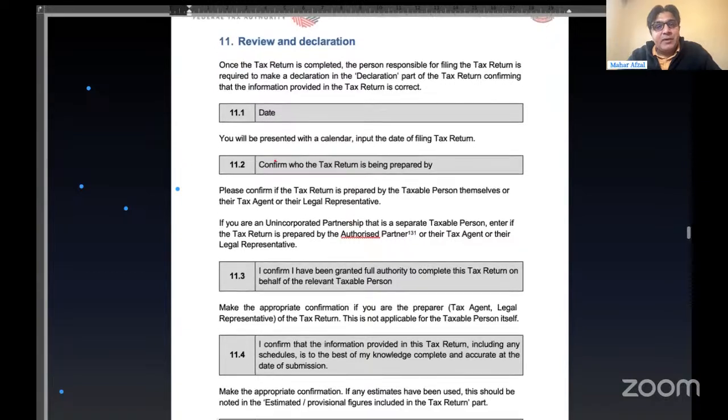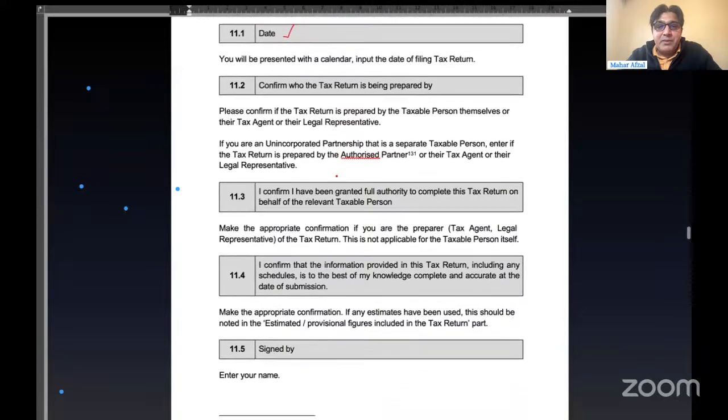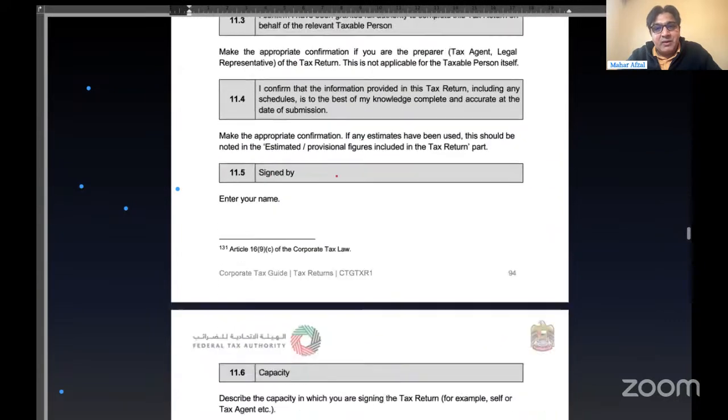These are the review and declaration. What is the date? Confirm who the return is being prepared by, who is submitting, name, person, all the very basic information, not going into detail.